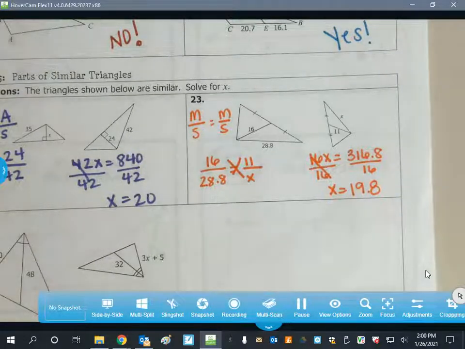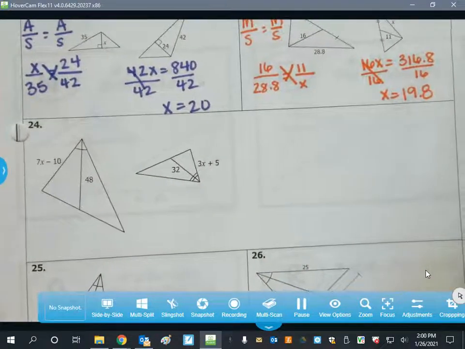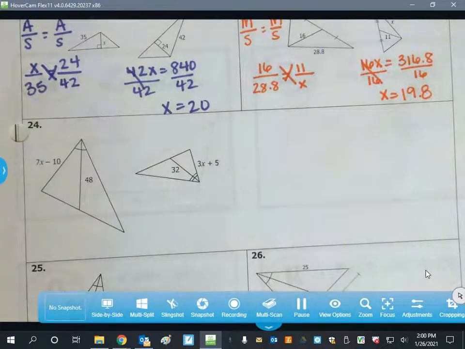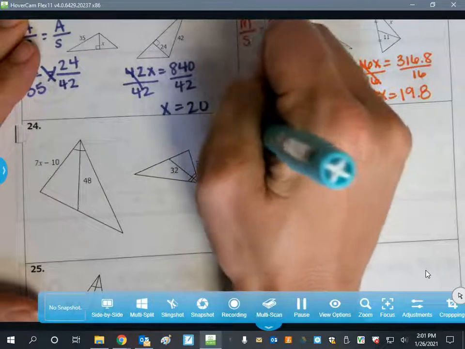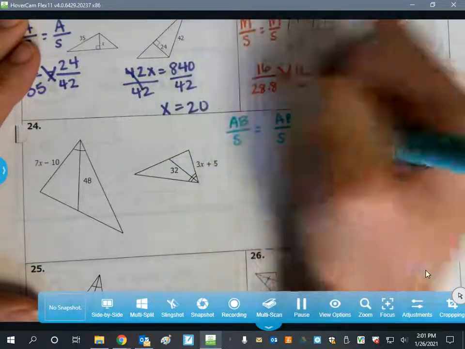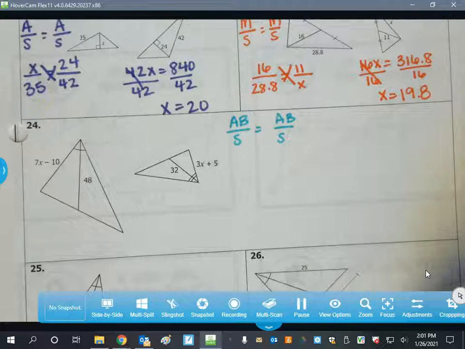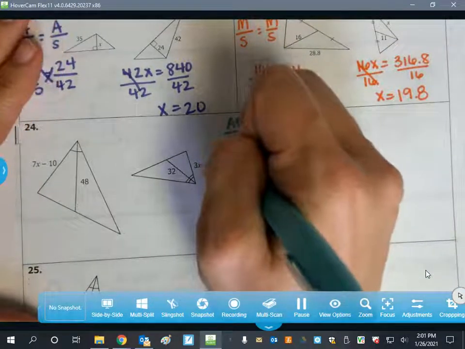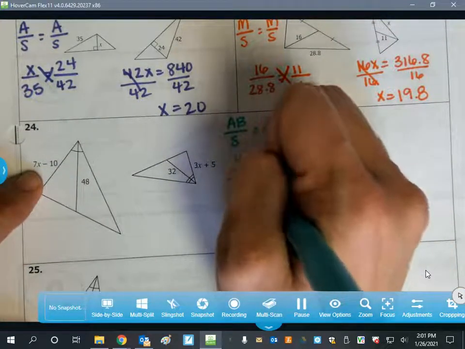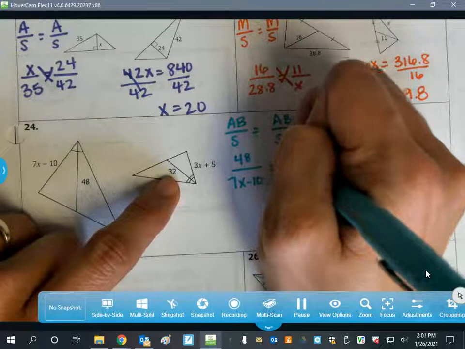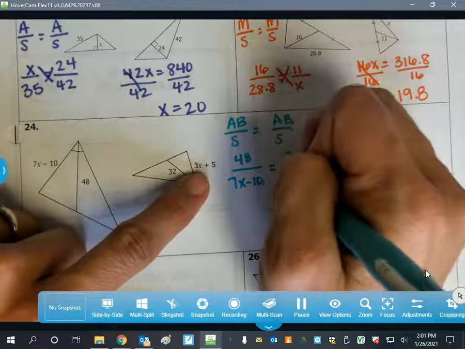All right, next we're dealing with angle bisectors in number 24. So remember, same thing again. When you're dealing with angle bisectors, it should be angle bisector over side equals angle bisector over side. So set up your proportion, cross multiply, and solve for x now. So this proportion should be 48, because that's the angle bisector, over 7x minus 10 equals 32, which is that angle bisector, over 3x plus 5.